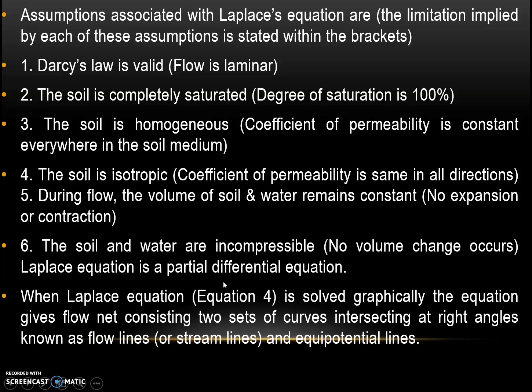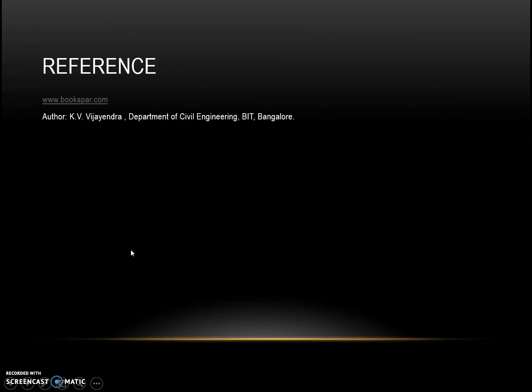Laplace equation is a partial differential equation. So, when Laplace equation is solved graphically, the equation gives flow net consisting two sets of curves intersecting at right angles known as flow lines or streamlines, and equipotential lines. This is the reference.